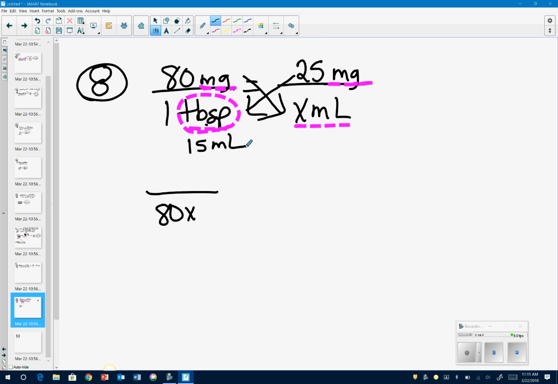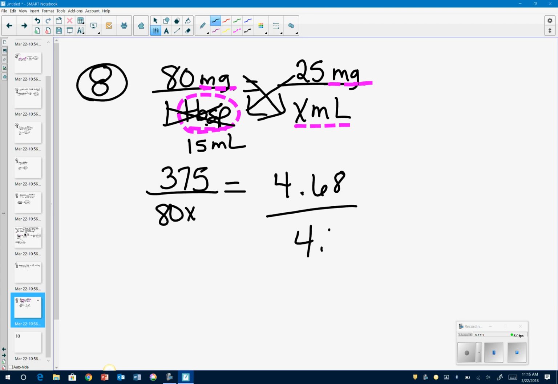Okay, so 15 times 25 would be 375. So 375 divided by 80 should come up with 4.68, and we round it to 4.7 milliliters. So anything 5 or larger, we make that one go up, and we drop this one.